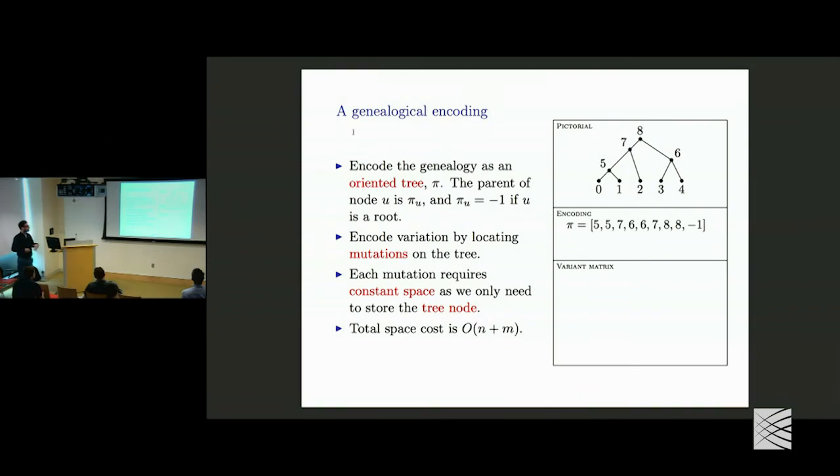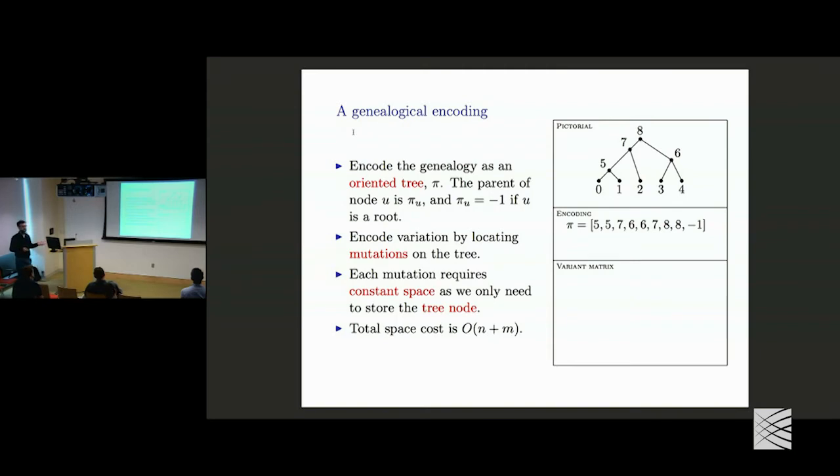So the approach that I want to suggest is that we can encode this data instead using a genealogy. So suppose we know the genealogy. We have our samples 0 to 4, and our ancestors 5, 6, 7, and 8. And this is encoded using an oriented tree, which is a very straightforward integer list encoding of a tree. So the parent of 0 is 5 and the parent of 1 is 5. So pi of 0 is 5, pi of 1 is 5. It's dead straightforward.